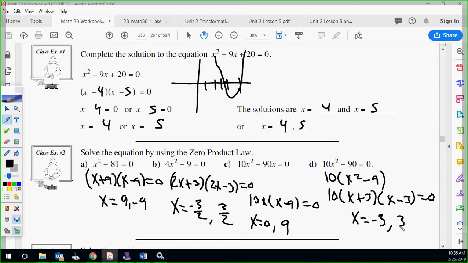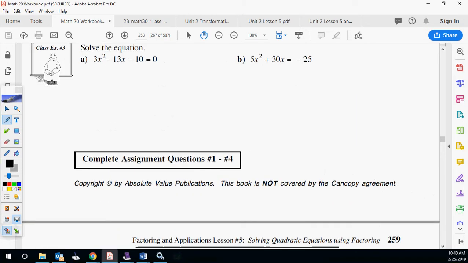Okay, let's see if you guys can put this together here. So why don't you try A, and then I'll do B with you. But try A with decomposition for this one here.